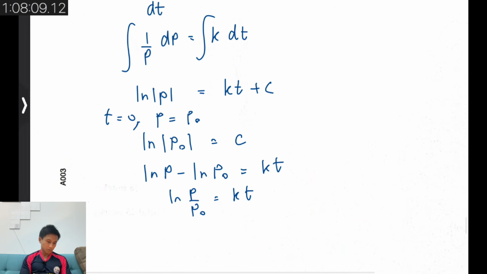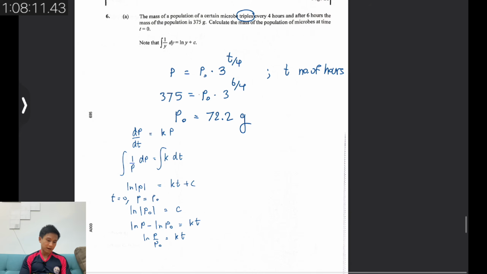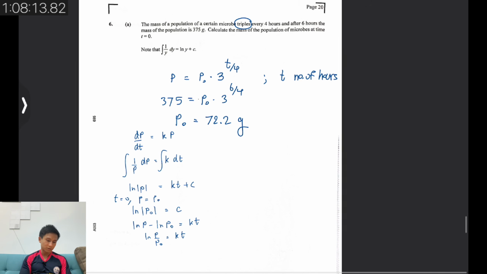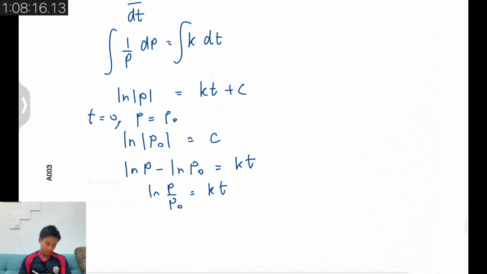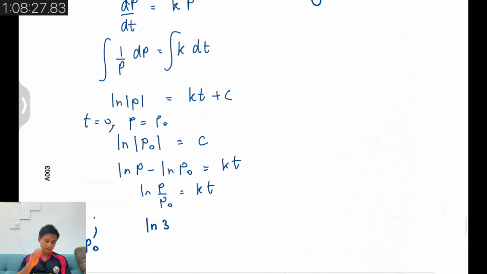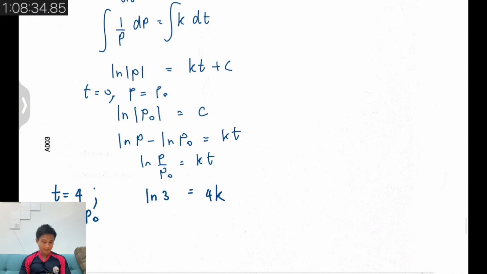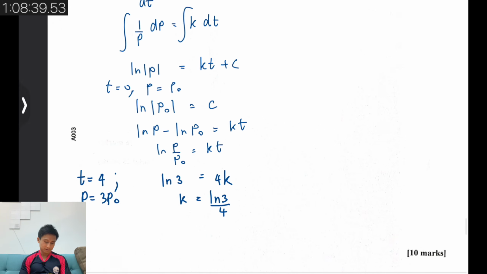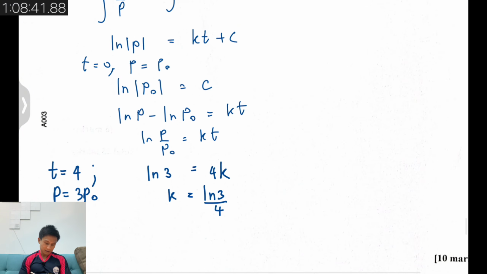And then we're going to use the fact that every 4 hours it's going to triple. So if t equals 4, then P equals 3P naught. So we have ln of 3, because 3P naught divided by P naught is 3. That's going to give me 4k. So we have k is ln 3 over 4. That's the value of k.